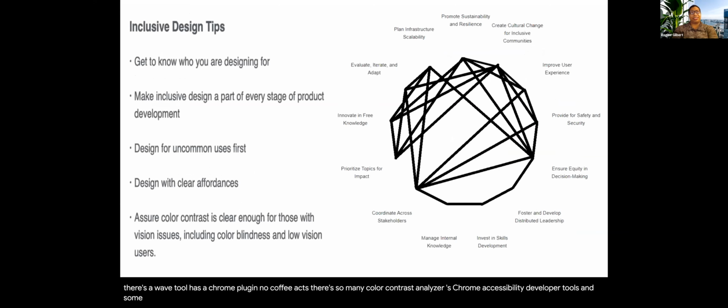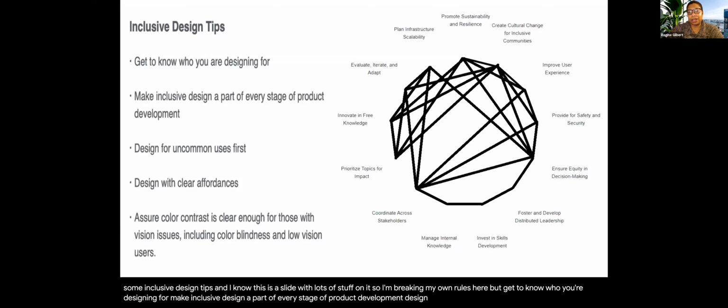and some inclusive design tips. And I know this is a slide with lots of stuff on it, so I'm breaking my own rules here. But get to know who you're designing for. Make inclusive design a part of every stage of product development. Design for uncommon uses first. Design with clear affordances, and assure color contrast is clear enough for those with vision issues, including color blindness and low vision.